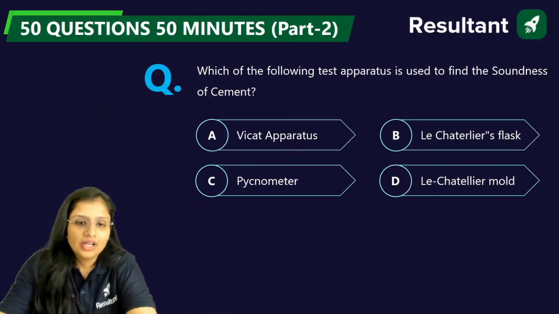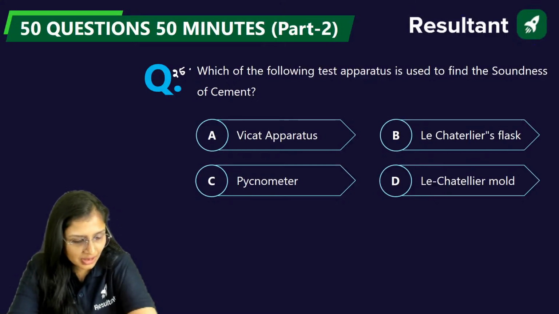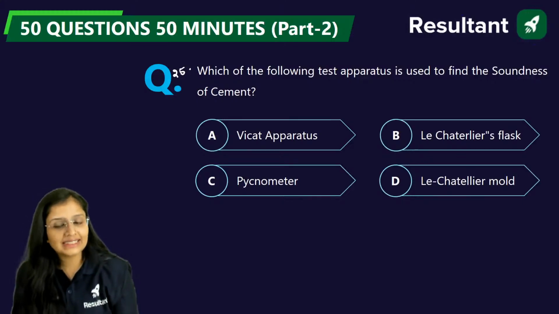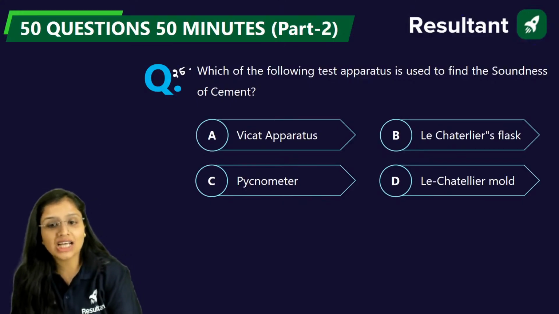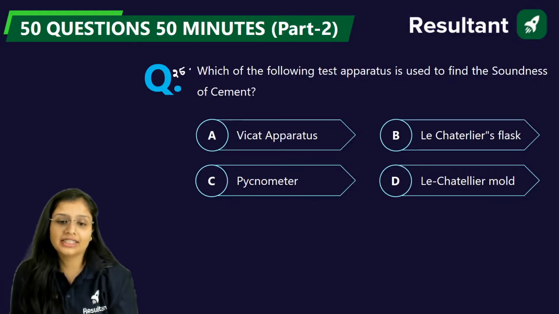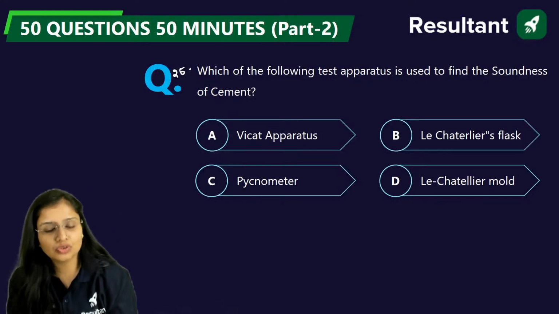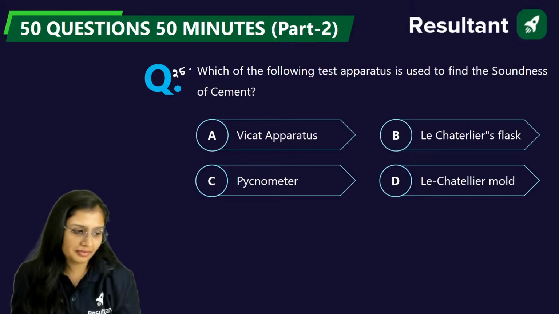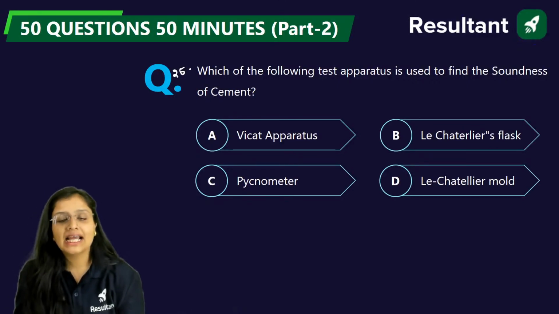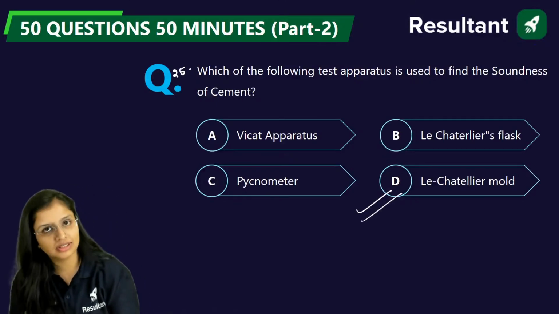Next question. Question number 25. Halfway we have done. Not bad. We are going with the correct speed today. Which of the following test apparatus is used to find the soundness of cement? Yesterday I told you that in match the following. Today, guys, Vicat apparatus we use for checking the setting time. Which is used to find the soundness of cement? That is Le Chatelier mould.